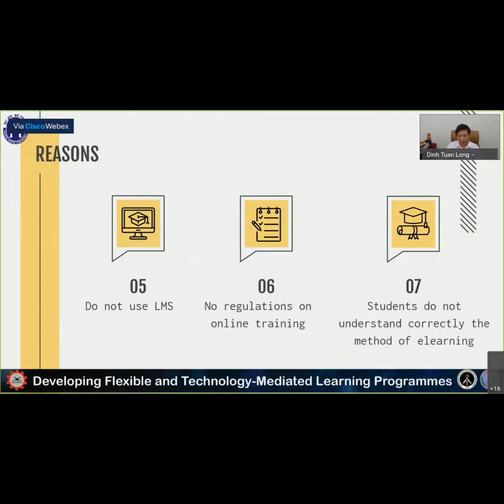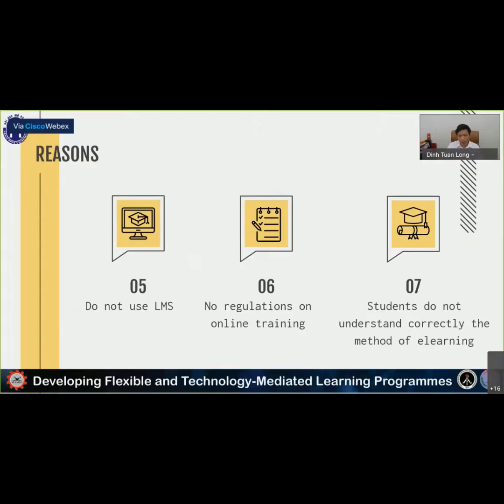Besides the schools, the government also has no special regulation on online learning. For example, in Vietnam, the Ministry of Education and Training recognizes that and is still in the process of making new regulations about online learning: how to teach, how to learn, how to assess the learning process, how to do the examination, how to recognize student learning results. That's very important, and all schools can base on that to build their regulations.